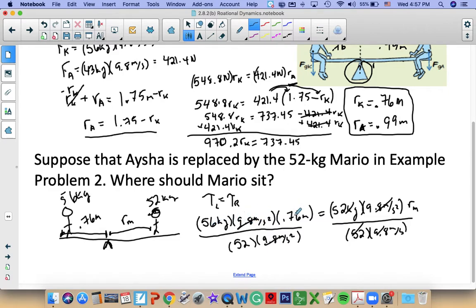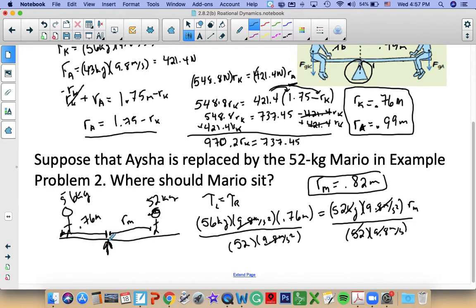So I'll take 56 times 0.76, and I'm going to divide that by 52. So 42.56 divided by 52. I get 0.82. So Mario is going to be 0.82 meters from that point. So this right here, our radius there, is 0.82. So like we said, it's going to be a little bit further away than Carrie Ann. Okay, so this one might be slightly confusing because you're like, well, maybe it's like the same before where I was moving this.